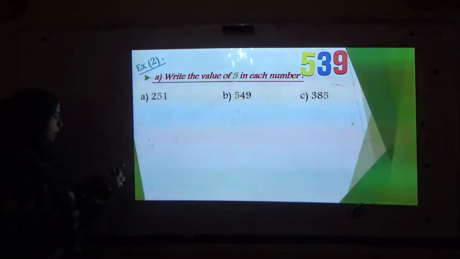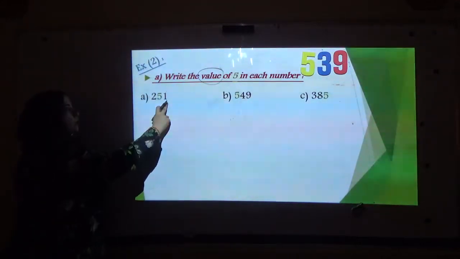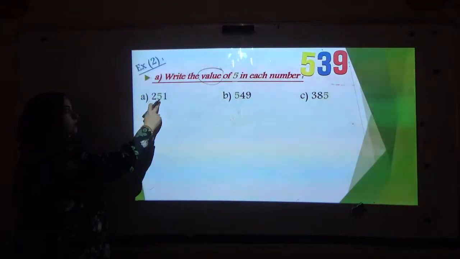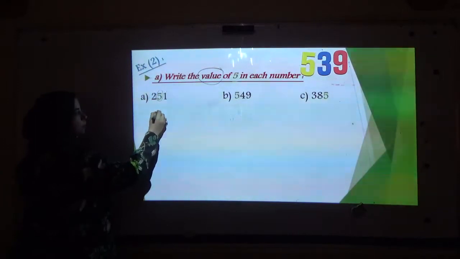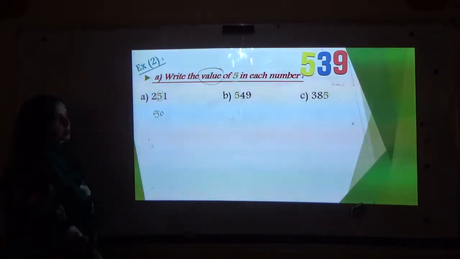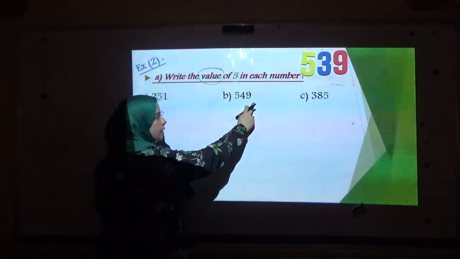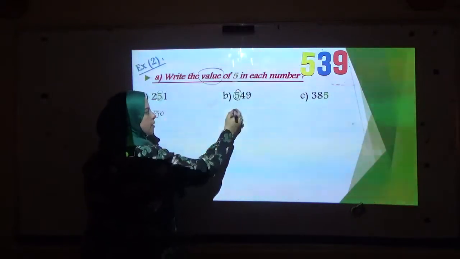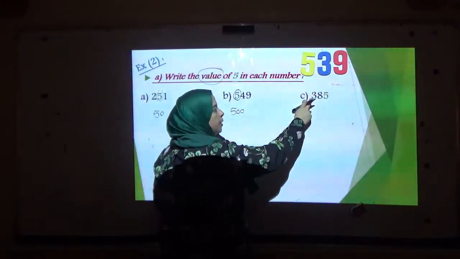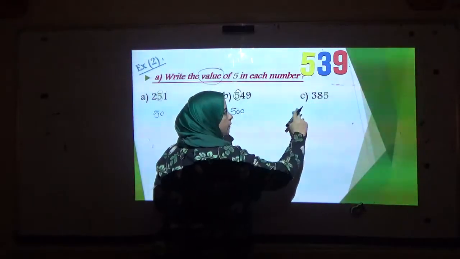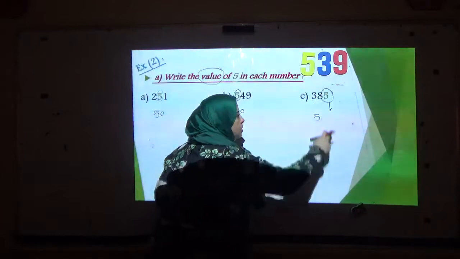251. Don't forget, I need the value. 1 is ones, 5 is tens, 2 is hundreds. I need the value of number 5, which is 50. Letter B, 549. I need the value of number 5, which is 500 in digits. C, 385. The value of 5 is 5 only, because this is ones.